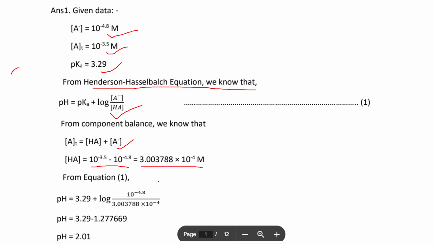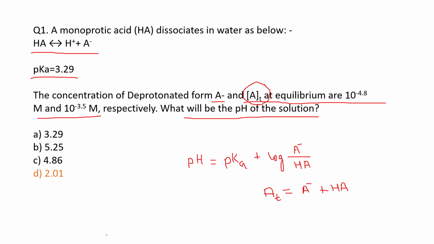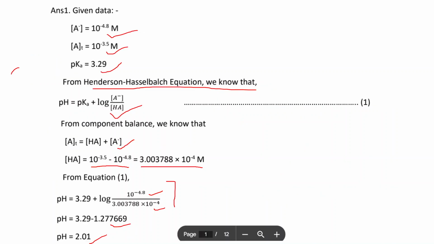Then we will put this in equation 1, and pH is equal to 3.29 plus log, this is A-, this is HA. So this is the pH that we have got, that is 2.01. So the correct answer is D, 2.01. Please note down the following so that we can move forward to the next question.